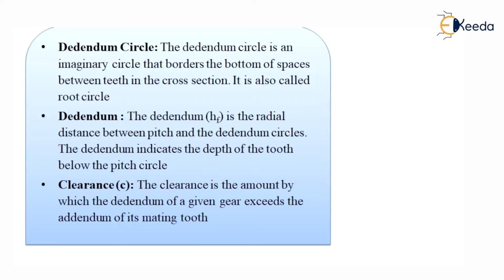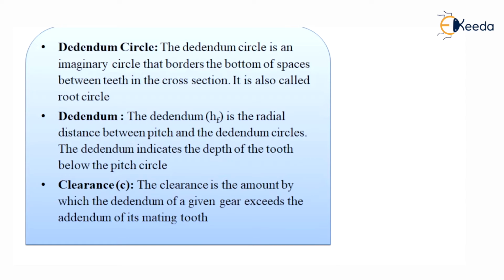Dedendum circle. It is an imaginary circle that borders the bottom of the spaces between the teeth in the cross section. It is also called the root circle. Next is dedendum. The dedendum, denoted by HF, is the radial distance between the pitch and the dedendum circles. The dedendum indicates the depth of the tooth below the pitch circle.